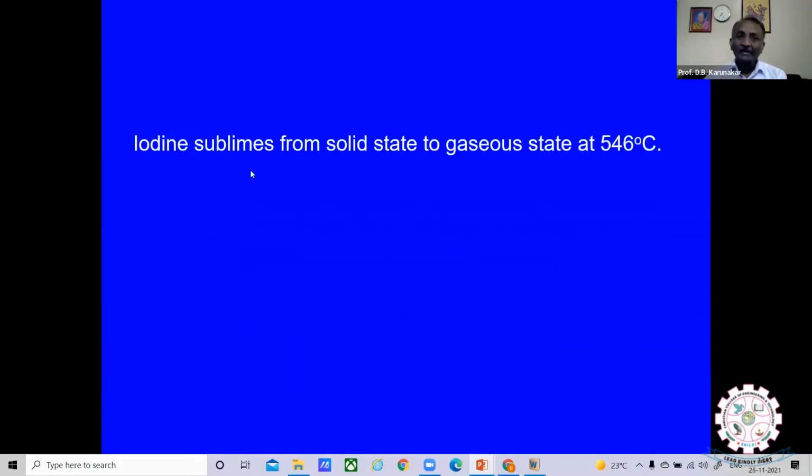The fact is, iodine sublimes from solid state to gaseous state at about 546 degrees centigrade. We all know this. That is the unique property of iodine, sublimation. At room temperature, it is in a solid state. If you heat any material, it will melt, and if you further heat, then it will evaporate. But when it comes to iodine, it is in the solid state, and the next minute it will become vapor.